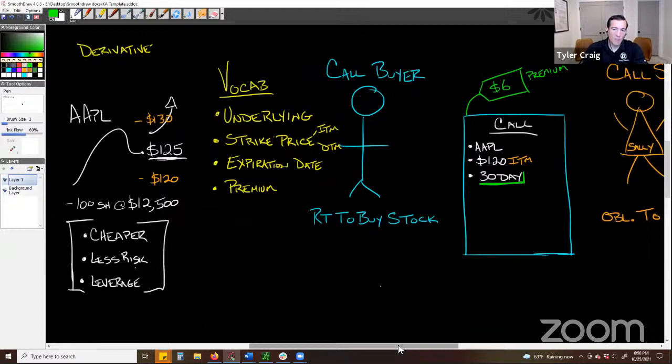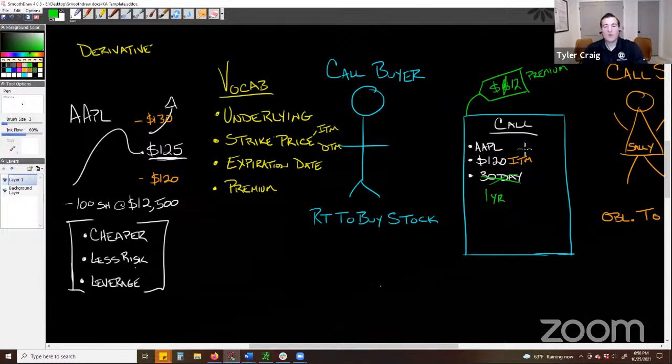So it turns out that the more time in the contract, the more expensive it is. 30-day contract, probably not going to be all that expensive. Now, if we change this to like a 1-year contract, there was a year of time, right? Then this might be more like, I don't know, $12 instead of $6.